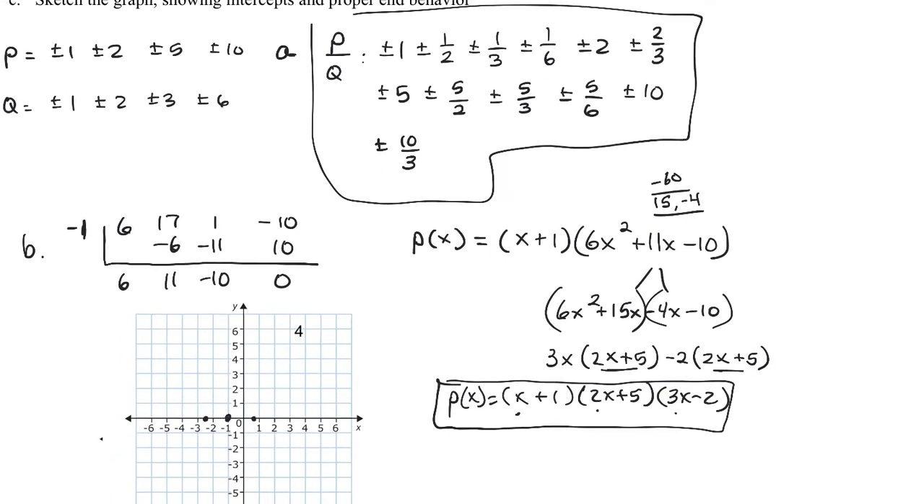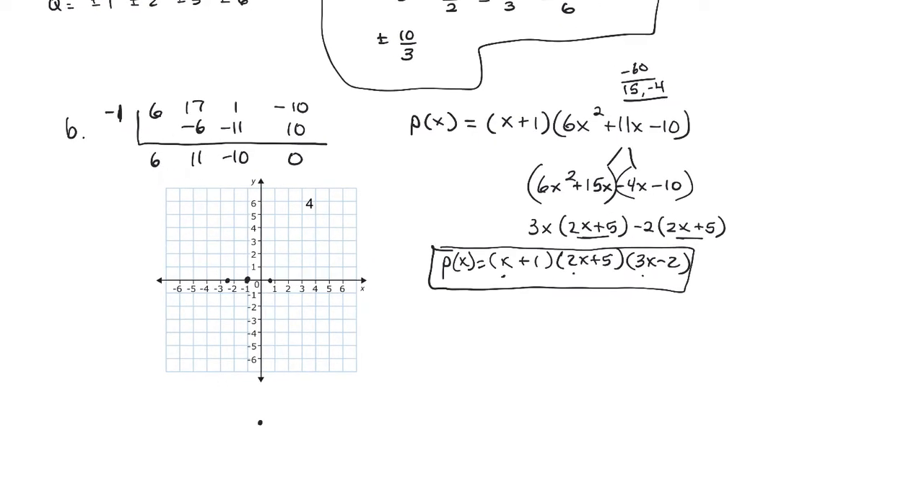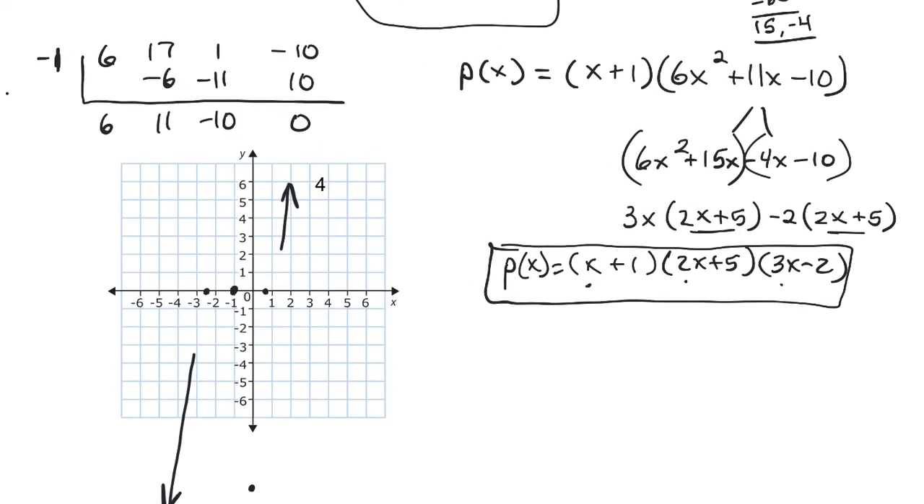Now, the proper end behavior: this is a third degree polynomial, so that means the left side is going to -infinity and the right side is going to +infinity. We just have to figure out how to connect all these. They all cross through because none of the zeros have multiplicity.